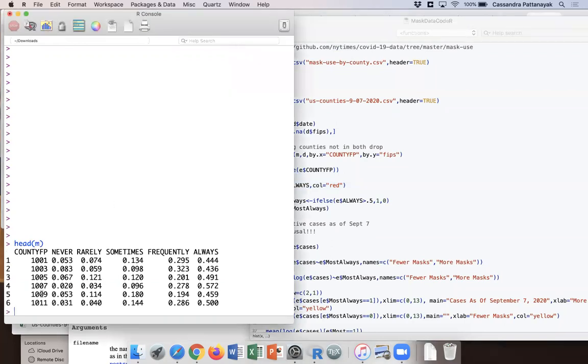So these are county labels. They did a survey, I think at the end of July 2020, and they used that survey to try to estimate the proportion of people who always wear masks, frequently, sometimes, rarely, or never wear masks within each county.